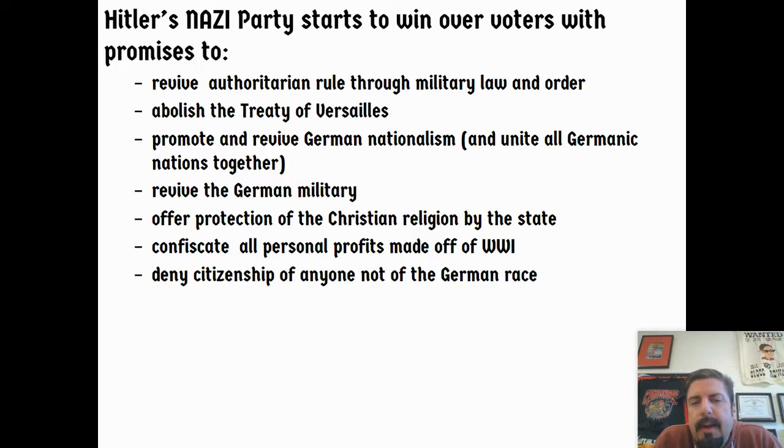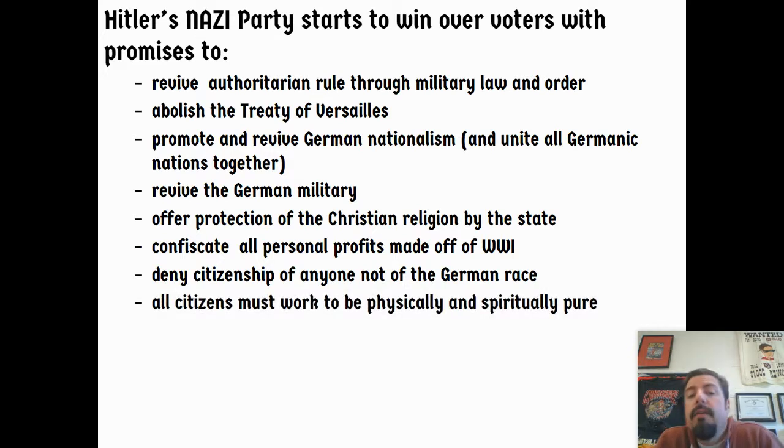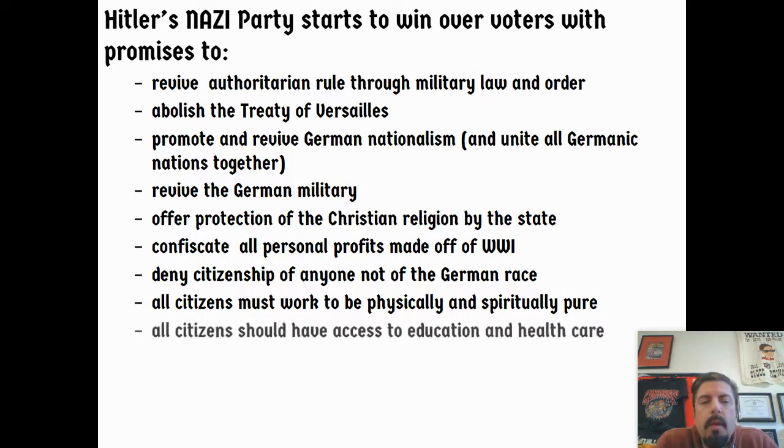Deny citizenship of anyone not of the German race, which they eventually did through the Nuremberg Laws of 1935. All citizens must work to be physically and spiritually pure. Okay, it's an example of doing your part. It's actually an example of how collective in nature the fascists were. All citizens should have access to education and healthcare. Once again, another example of how they were a little collective in nature.